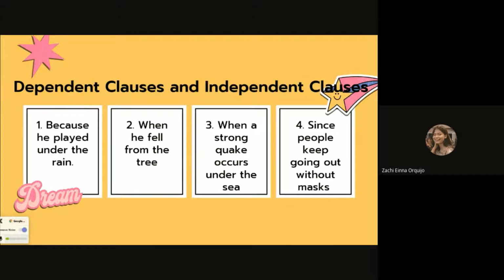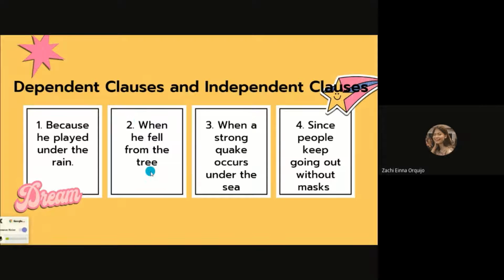Ibig sabihin, ang mga clauses or ang isang phrase ay magiging dependent clause if hindi po kumpleto yung diwa niya, or hindi natin siya maintindihan kasi hindi kumpleto yung diwa or yung thought or meaning ng isang sentence. Halimbawa nito, because he played under the rain. 'Di ba? Parang hindi siya kumpleto. Hindi natin maintindihan like anong nangyari after noon, 'di ba? Hindi siya kumpleto kaya siya tinatawag na dependent clause.